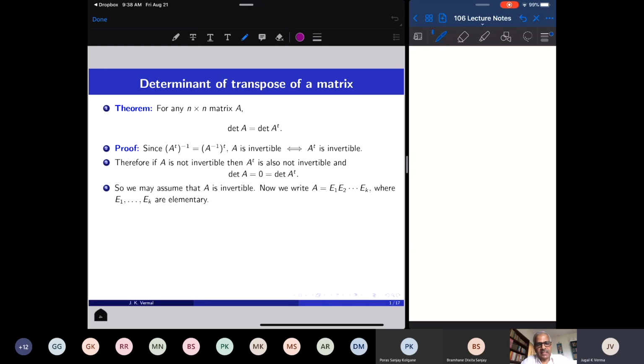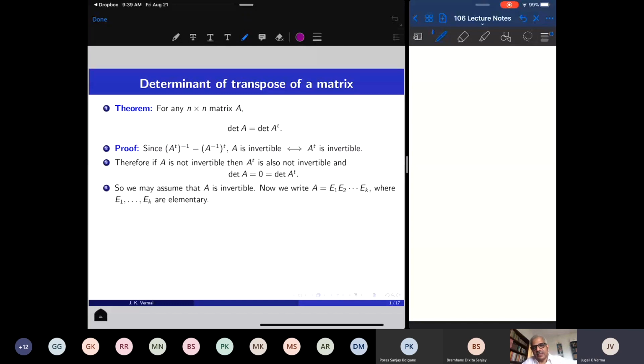So last time we proved this fact about invertibility, that a matrix is invertible if and only if its determinant is non-zero. Okay. So because of this formula which we proved earlier, inverse of A transpose is transpose of A inverse. Both the matrices are either invertible or non-invertible simultaneously. So if it is not invertible, then both the determinants are 0. And so we are done. We have proved that they have equal determinant. So we may assume that the matrix is invertible.